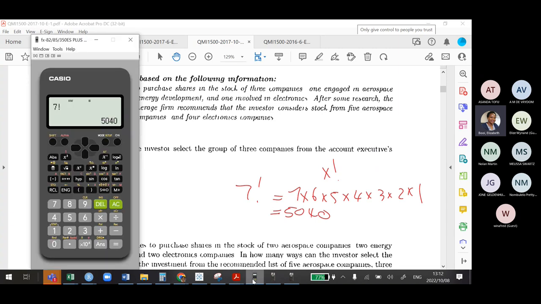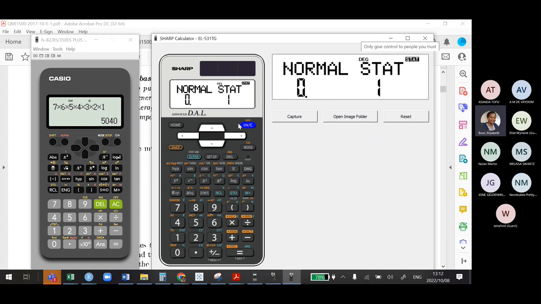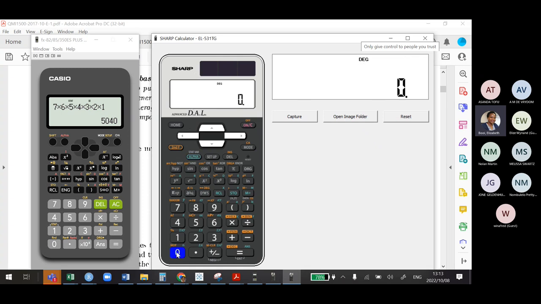Or if you don't want to use your calculator in this manner, you can just say 7 times 6 times 5 times 4 times 3 times 2 times 1. Even though it's 1, it's the same. It will also give you the same answer. Those who are using the Sharp calculator, you also have the same. So we need to go back to normal calculator on this one as well. So you press mode and then you press 0, which takes your calculator back to the normal calculator.